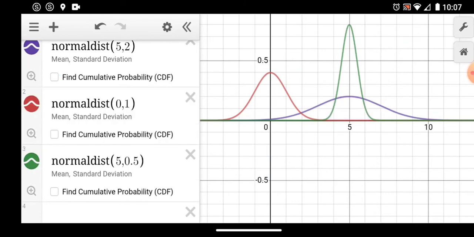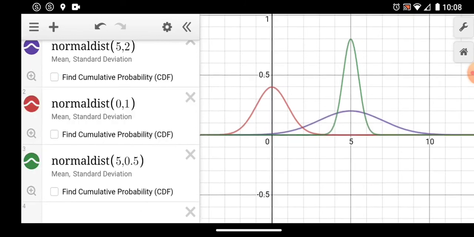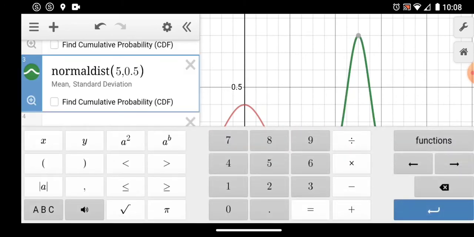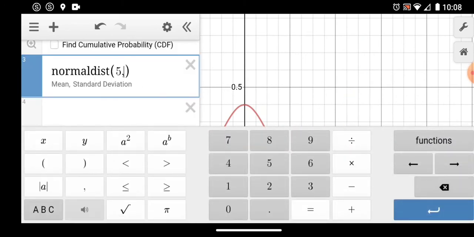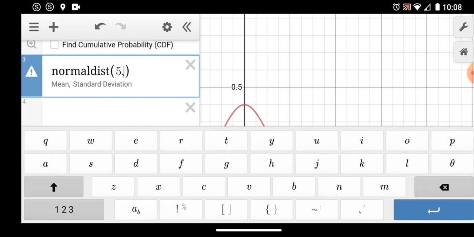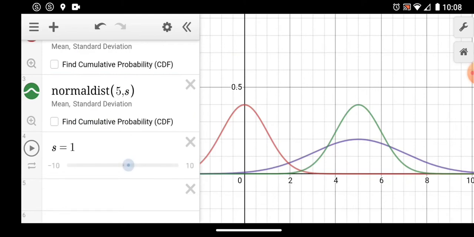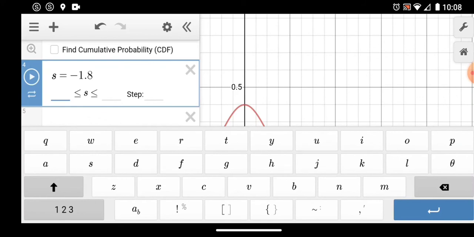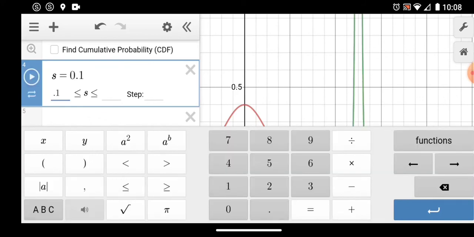Now I'm going to go through an exercise where I'll modify these to use variables so I can see this a little better. Here I'm going to replace my standard deviation with the letter S. Now the standard deviation is something I can change with that slider, and you'll see as I change the standard deviation, as it gets smaller, the curve gets narrower. As it gets bigger, the curve actually gets flatter.